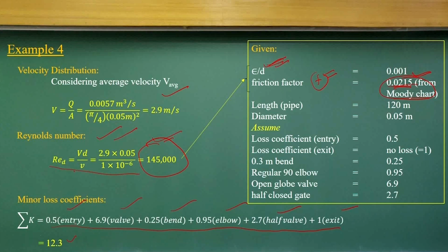This is the sum of the energy loss factors we are adding, starting from entry, which is 0.5, and exit, which is 1. This value is given to us, and mostly it is available in tabular form by conducting a series of experiments. Industry gives this value, the range of the energy loss coefficients for the bend, valve, elbow. It is generally given by any pipe manufacturing company.